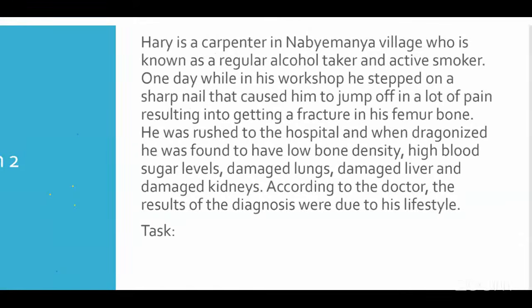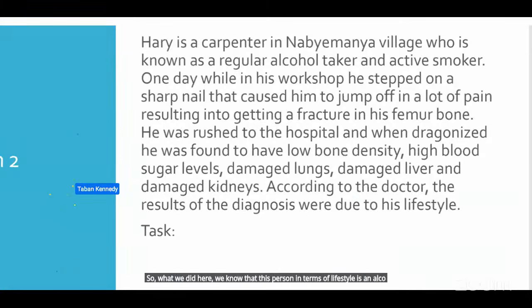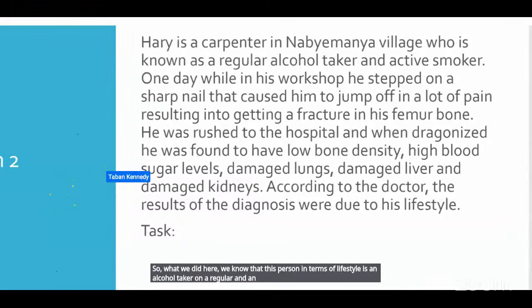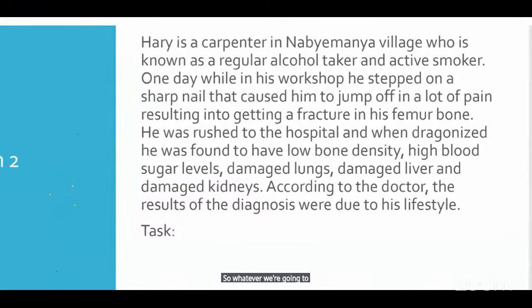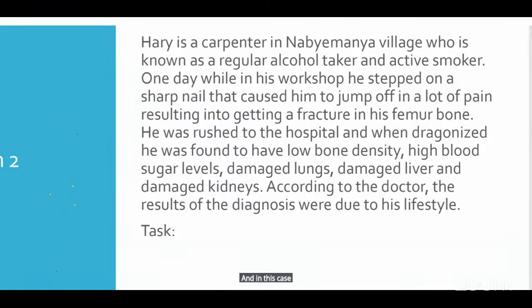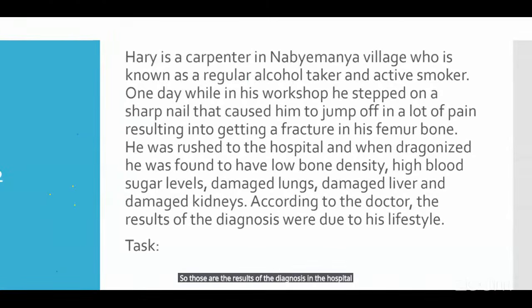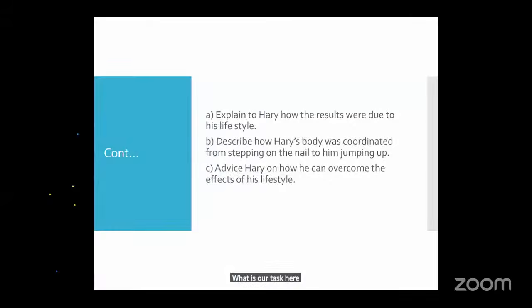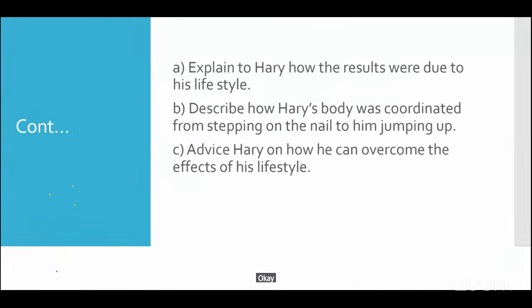So what we pick here, we know that this person, in terms of lifestyle, is a regular alcohol taker and an active smoker. Since the results of the diagnosis are linked to the lifestyle, whatever we explain should be linked to regular alcohol taking and active smoking. We are told that this person has low bone density, high blood sugar levels, damaged lungs, damaged liver, and damaged kidneys. Those are the results of the diagnosis in the hospital. So what is our task here? Okay, so that's our task.